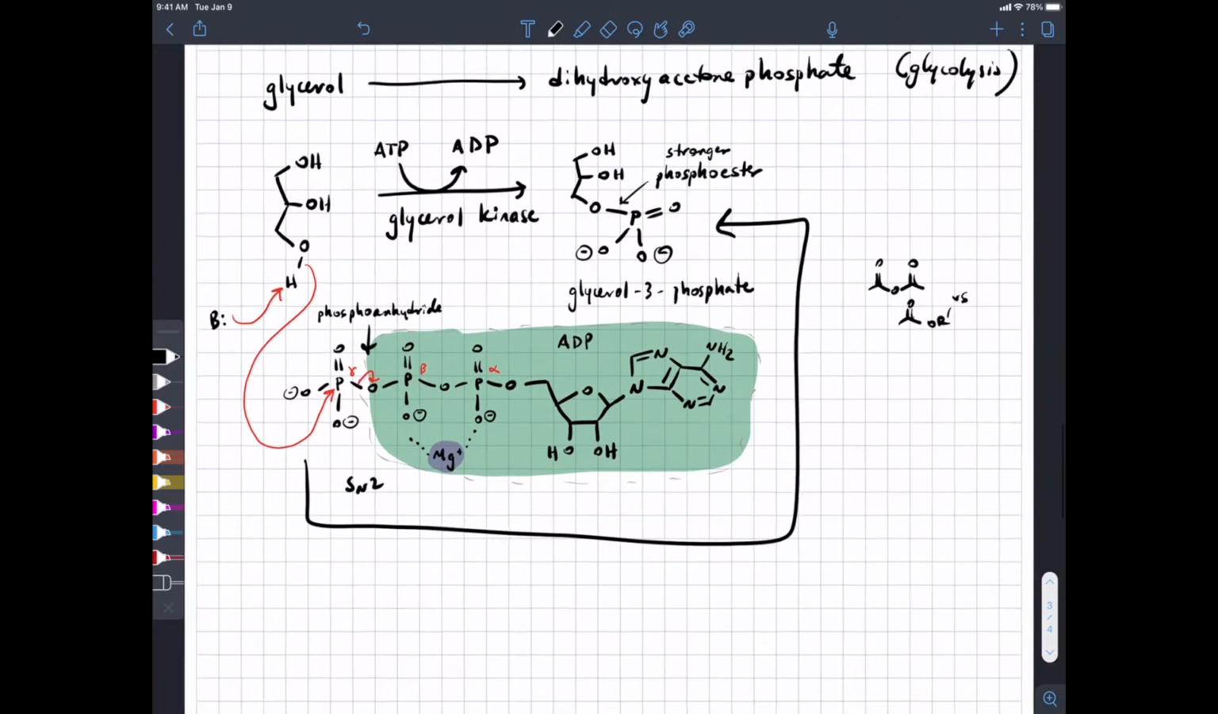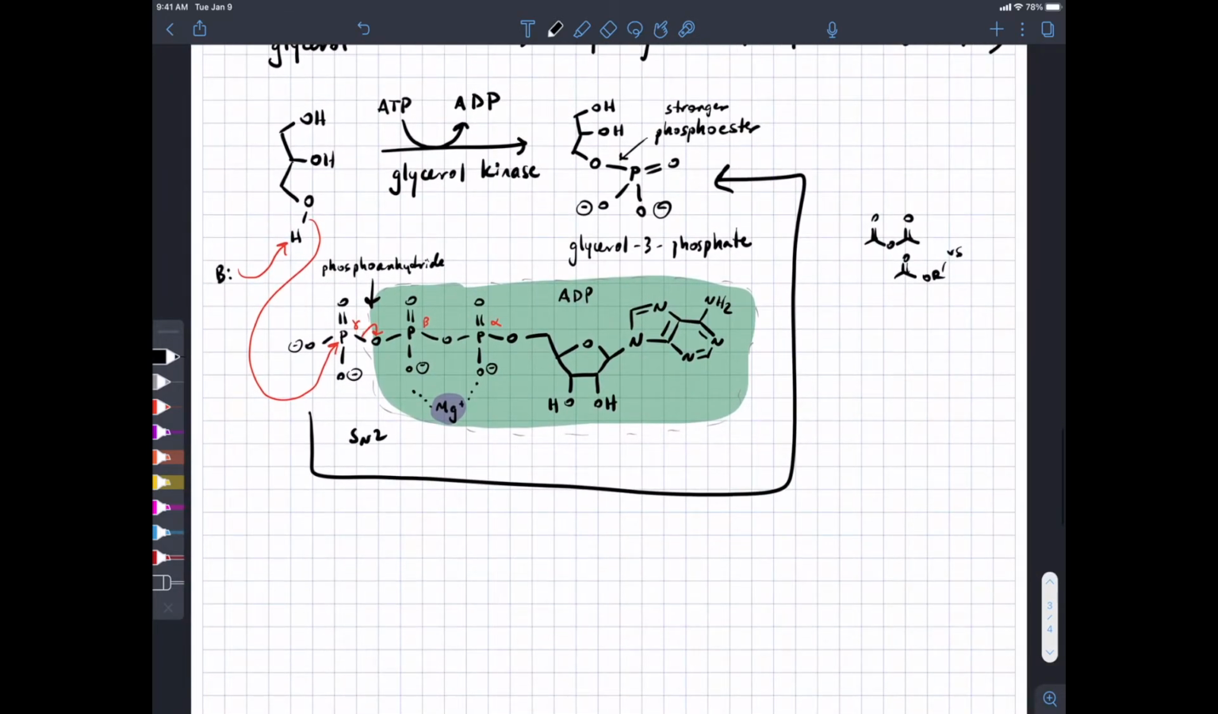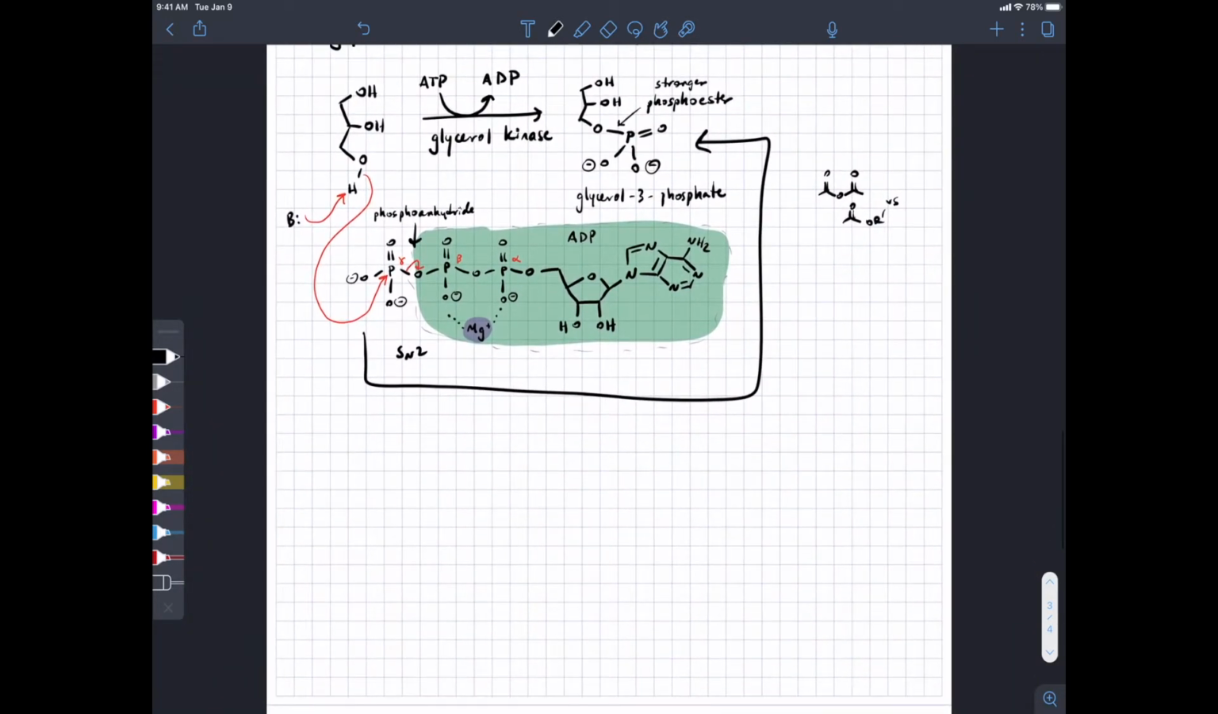So the next thing that happens to glycerol 3-phosphate is an oxidation step. And so here is glycerol 3-phosphate. And I will abbreviate the phosphate group like that. You're welcome to do that too. We're going to oxidize this with NAD+.